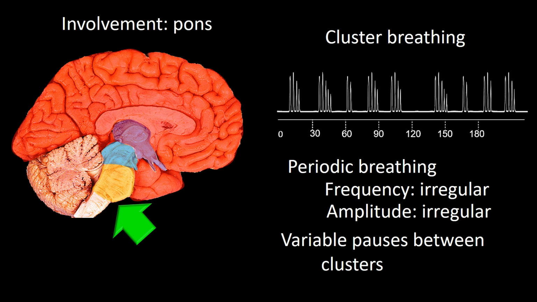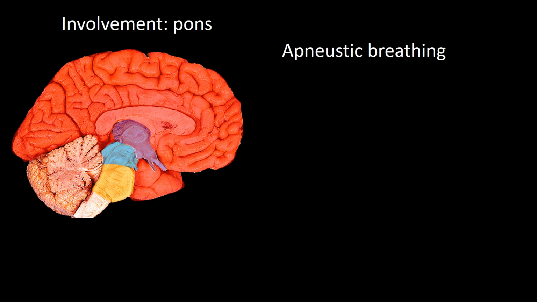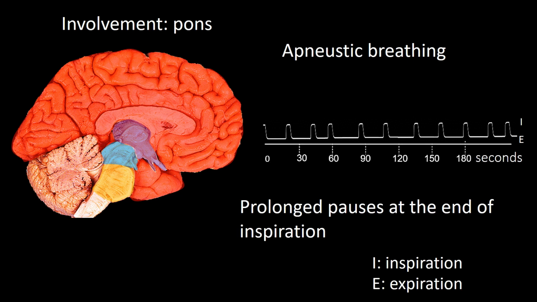The third breathing pattern seen with pontine involvement is apneustic breathing. This type of respiration is characterized by prolonged pauses at the end of inspiration, as you can see in this frame.